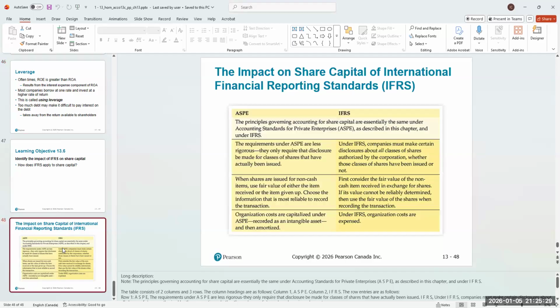The last thing left for today is the comparison between the accounting standard for private enterprises and international financial reporting standards. Right now, this is not going to make sense to any of you, but once you start taking the intermediate accounting courses, it will. The only thing I'm going to mention again is to keep in mind how organizational costs are treated between the accounting standard for private enterprises and international financial reporting standards. That's the main difference here.